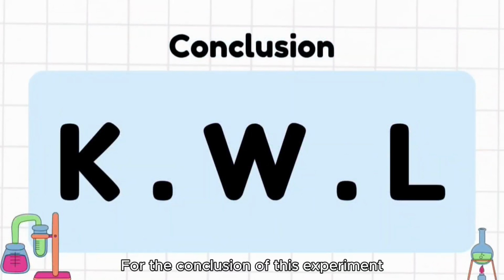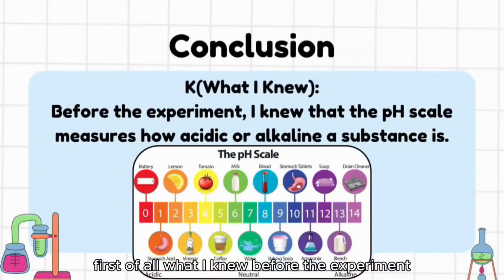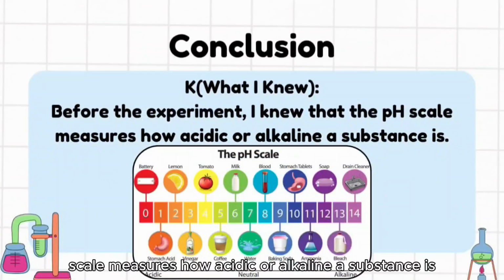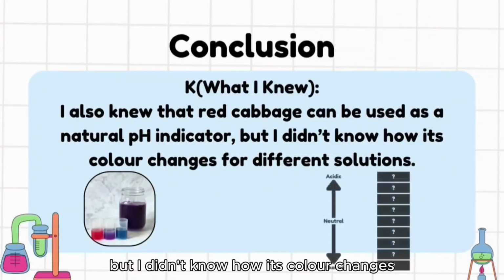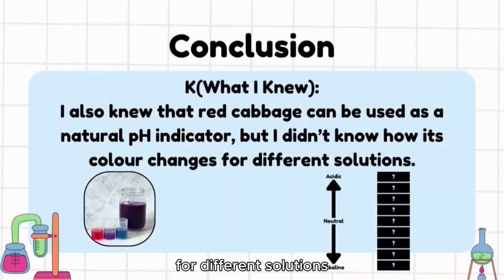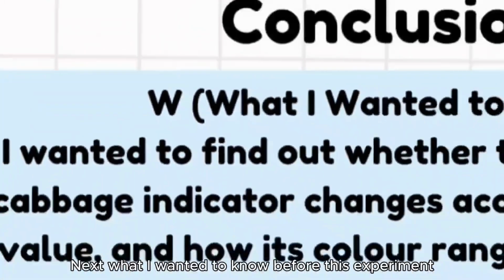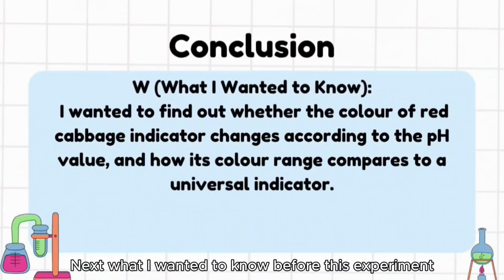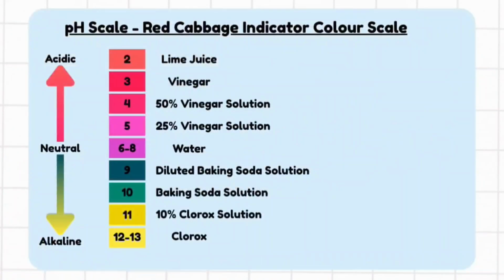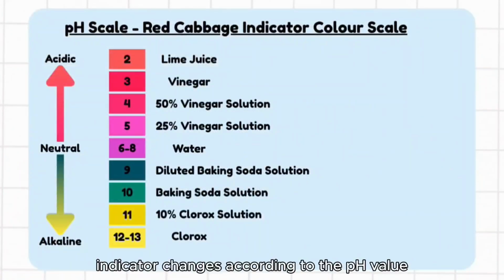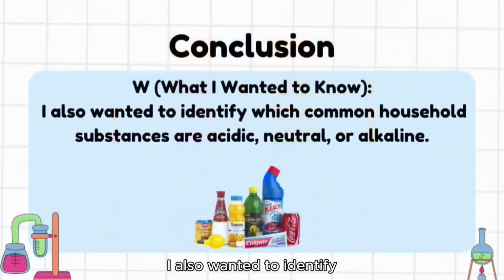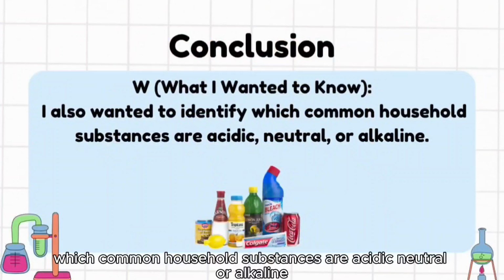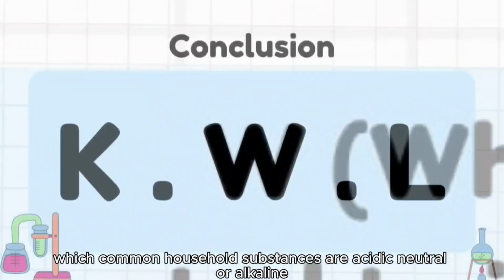For the conclusion of this experiment, first of all, what I knew before the experiment. I knew that the pH scale measures how acidic or alkaline a substance is. I also knew that red cabbage can be used as a natural pH indicator, but I didn't know how its color changes for different solutions. Next, what I wanted to know before this experiment: I wanted to find out whether the color of red cabbage indicator changes according to the pH value, and how its color range compares to a universal indicator. I also wanted to identify which common household substances are acidic, neutral, or alkaline.